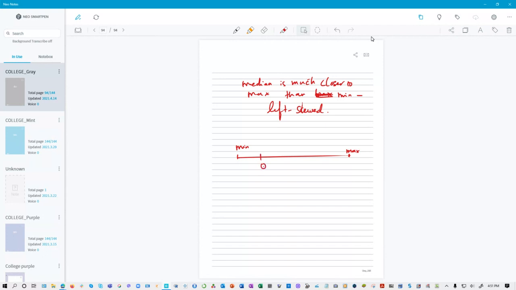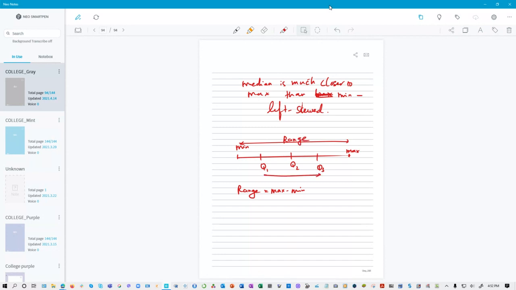Then we have this bound. See? This threshold value Q1, Q2, Q3. Okay. If you get the range, it means max minus min. That means this length. That's the range.